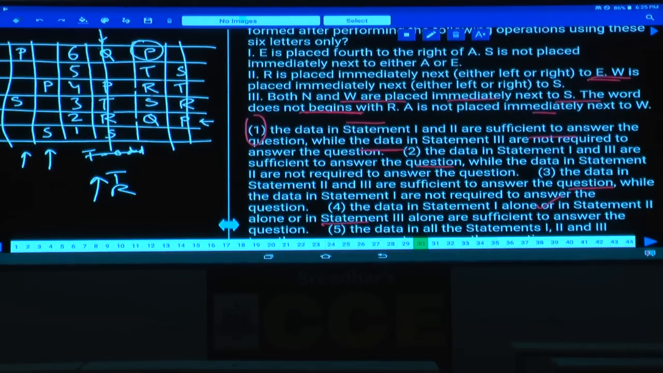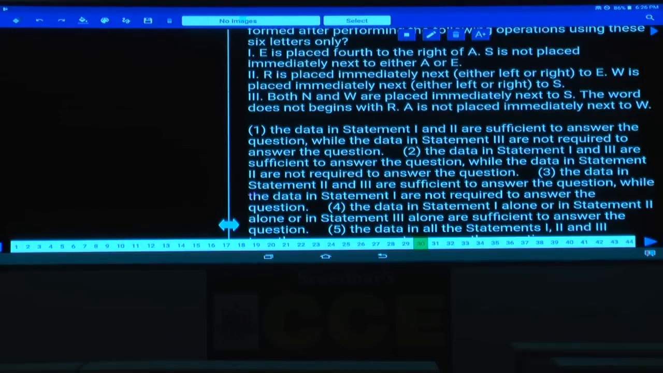Now question number 30. Tell me what is the answer here. Again going through the choices. What are the choices here? 1 and 2, 1 and 3, 2 and 3, 1 alone, 2 alone, and all the 3, isn't it? Then tell me.